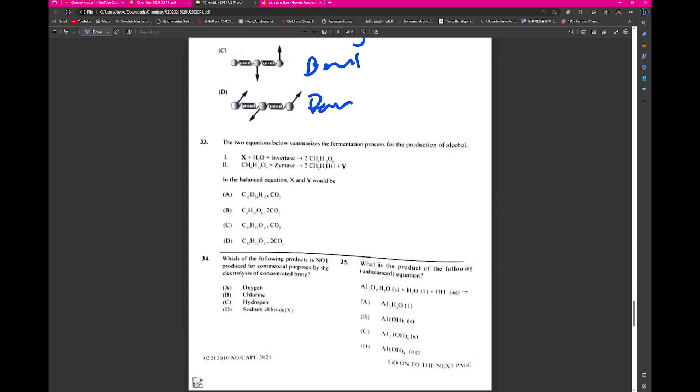Right here now, the two equations below summarize the fermentation process for the production of alcohol, right? So we know that we have water and sucrose, right? So sucrose is here, C12H22O11, and then we're supposed to have zymase and that byproduct to create the ethanol and 2 moles of carbon dioxide. Right, which of the following products is not produced, for commercial purposes, by the electrolysis of brine? This would be oxygen.